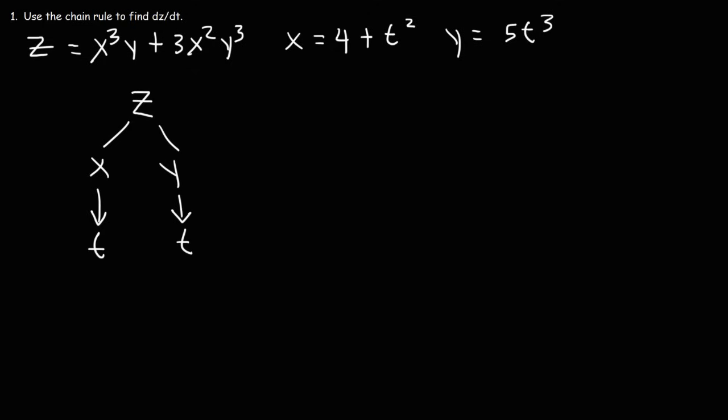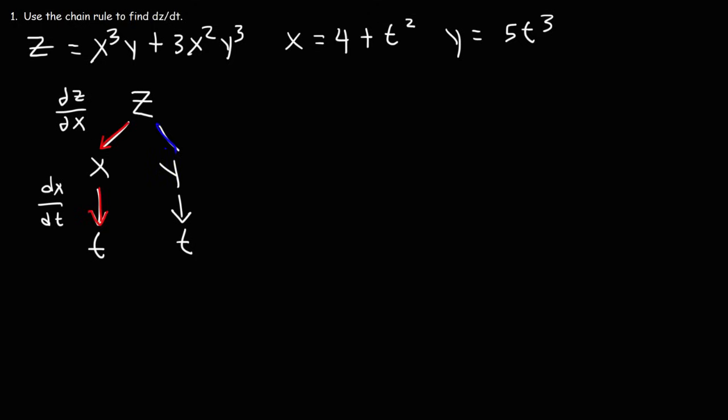So to find dz/dt, first we need to find the partial derivative of z with respect to x. So basically we're going in this branch of the tree diagram. And then we need to find dx/dt. Notice that we're not looking for the partial derivative of x with respect to t, because x only has one variable, t. z has two variables, x and y. So we have to take the partial derivative of z, but not for x.